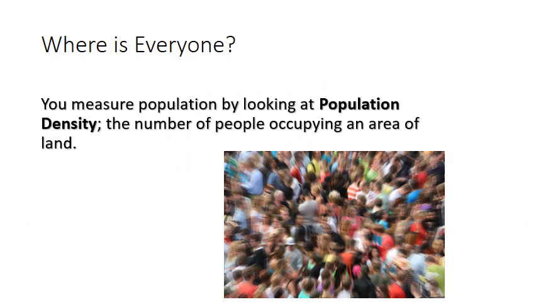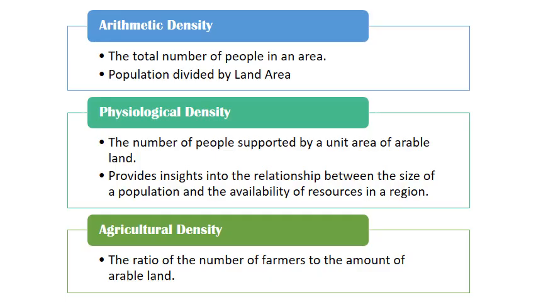One way in which you measure population is by looking at population density. This is the number of people occupying a particular area of land. You measure population density in one of 3 ways: arithmetic density, physiological density, and agricultural density. Now, we covered all 3 of these in our Unit 1 review, so I'm not going to repeat that again here.